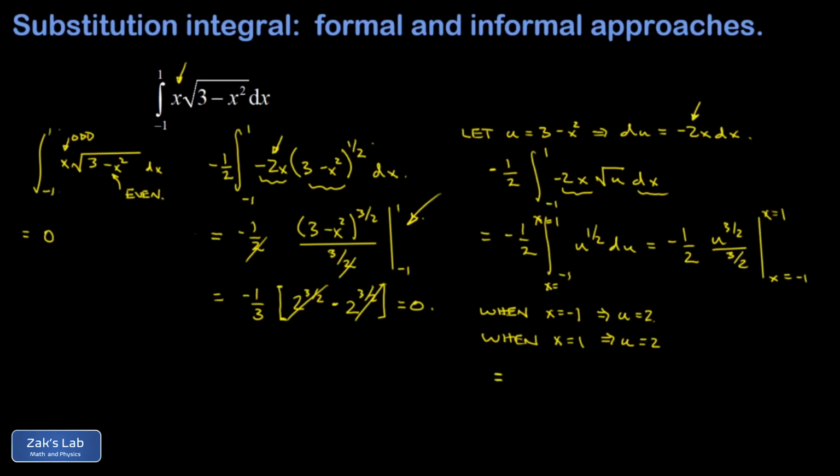But if I can just get into a little more detail, clean things up by canceling those factors of 2, I get a -1/3, u to the 3/2, evaluated from 2 to 2. And of course, when you sub in the upper and lower limits, you get the exact same number, and the difference between those must vanish.